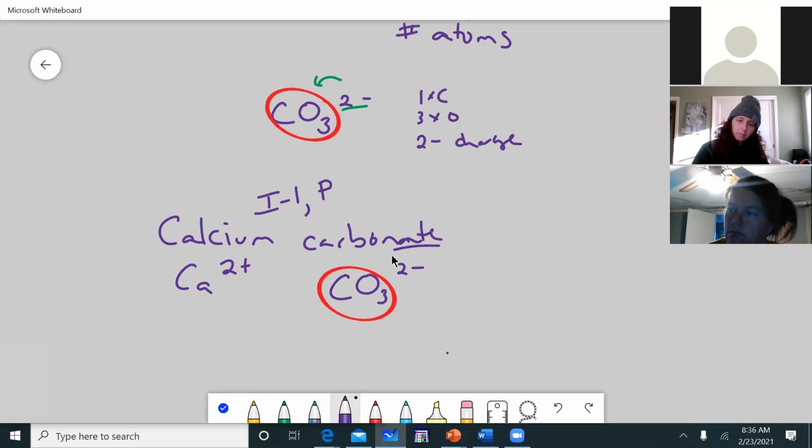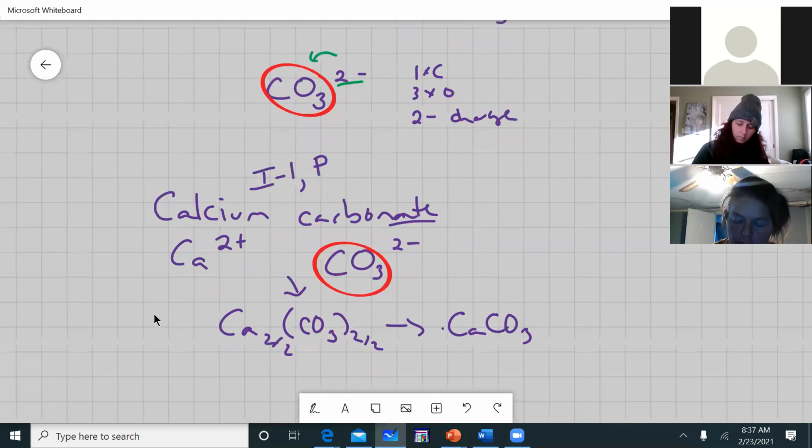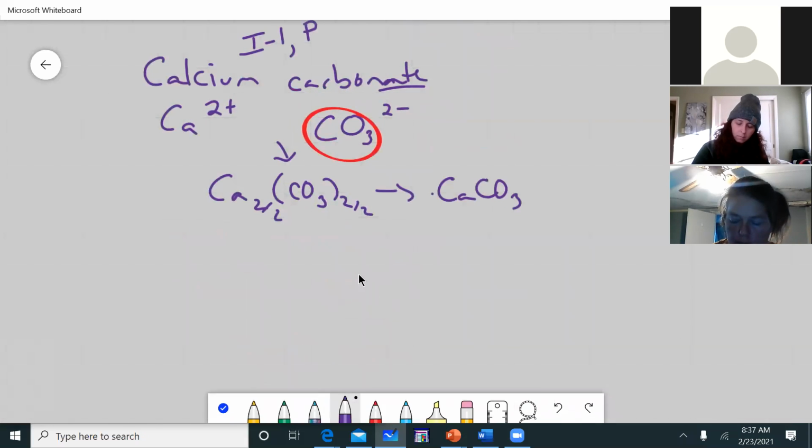From here now, I'm going to flip-flop. So the 2 from the calcium is going to drop to the carbonate, and the 2 from the carbonate is going to drop to the calcium. So it would be Ca2 parentheses CO3 2. Now we can reduce 2 and 2, right? So this becomes CaCO3. If you notice, I used parentheses here. I use parentheses when I have more than one polyatomic ion. When I reduce down, I got rid of my parentheses because I only have 1 carbonate. I don't use parentheses when I have only one of the polyatomics.